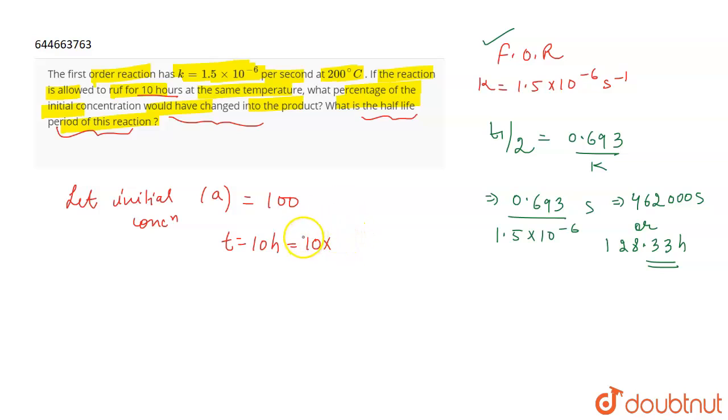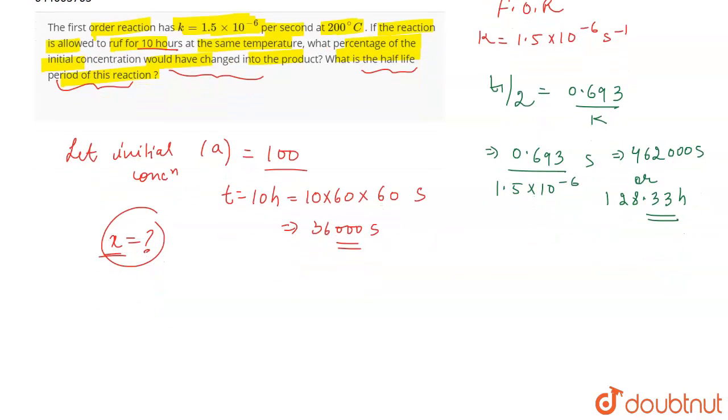So if you have to convert 10 hours into seconds, then 1 hour has 60 minutes and each minute has 60 seconds, right? So this will be equal to 36,000 seconds, right? So you basically have to find out the value of x, right? So if initial amount is 100 and x is the amount reacted, that is what you have to determine, okay?